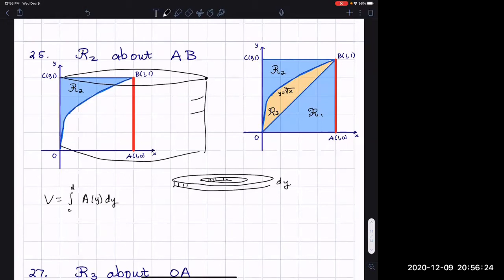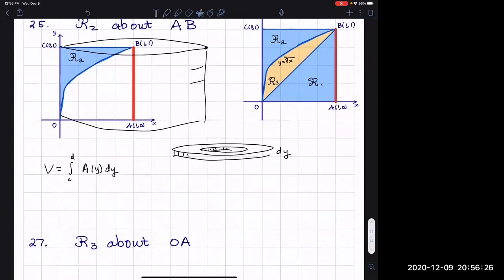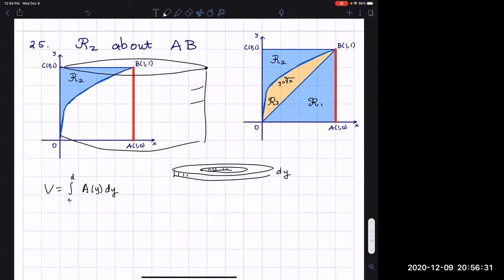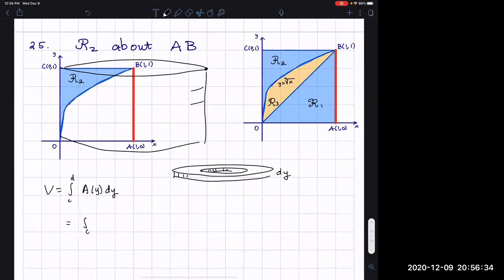Now, what's the area function? Well, the area is going to be determined using the formula pi r squared for the area of a circle. So it's going to be pi r squared, but we subtract the smaller circle, so that's also pi r squared. Now, this is all being rotated around the line x equals 1.